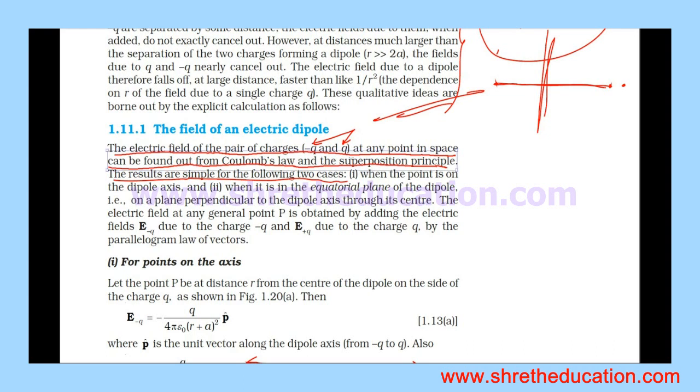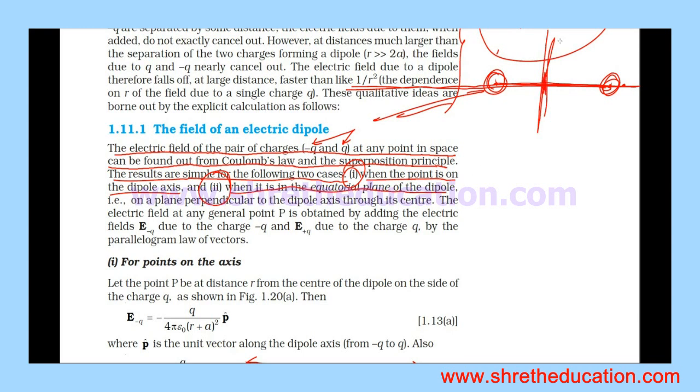Case one is when the point is on the dipole axis. Next is when it is in the equatorial plane of the dipole.